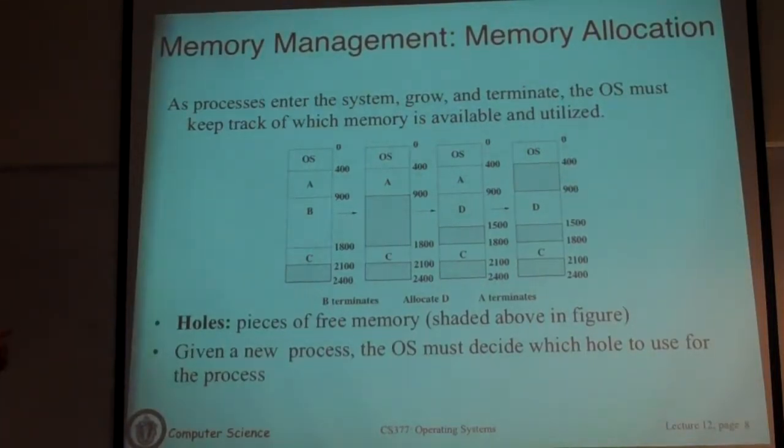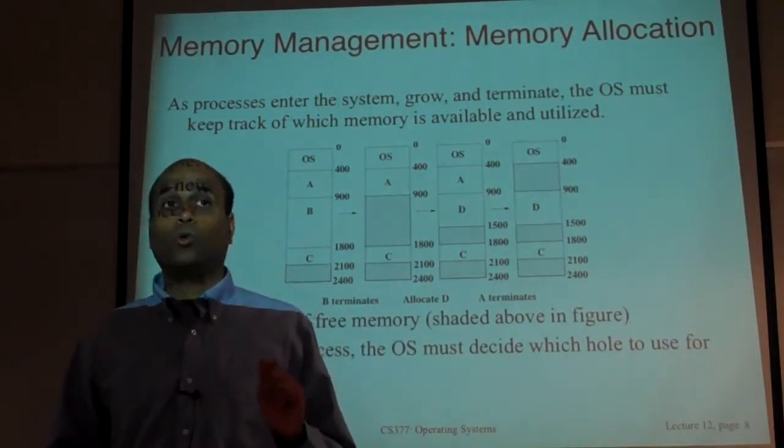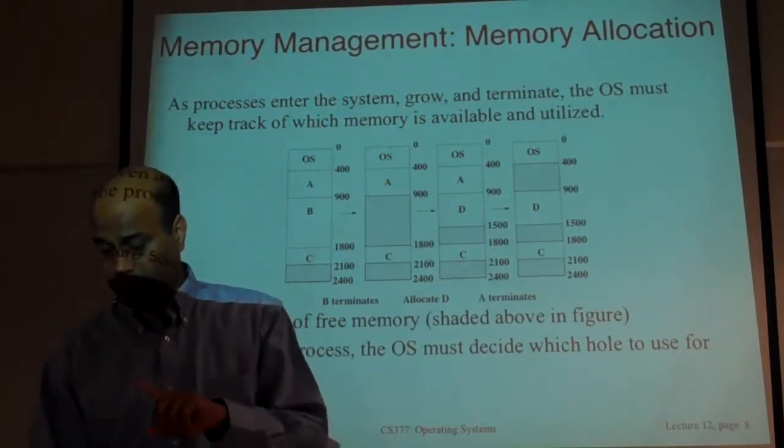So this is how it will decide when a new process comes in, how to allocate. You have to scan through the list of holes and pick one that's good enough for that process. We will see what good enough means.